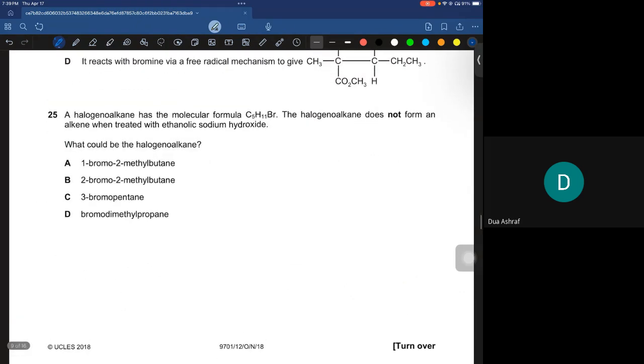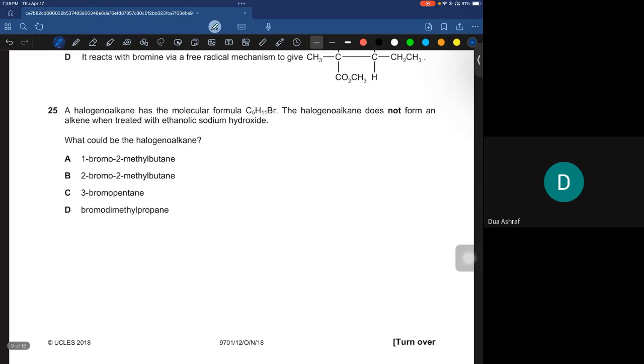Question 25 says a halogenoalkane has the molecular formula C5H11Br. The halogenoalkane does not form an alkene when treated with ethanolic sodium hydroxide. What could be the halogenoalkane? So let's try option A. It's butane, 1, 2, 3, 4, with 1 bromo and 2 methyl.